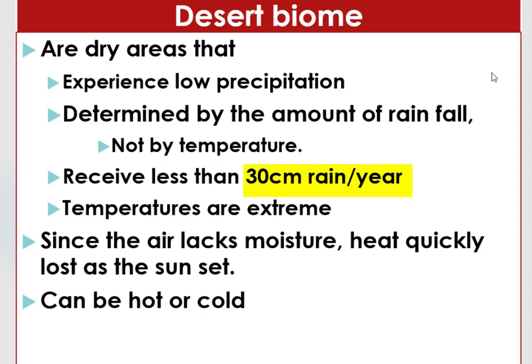The temperatures in this biome are extremely low and extremely high. Since the air in this biome lacks moisture, heat is quickly lost as the sun sets. A desert biome can be a hot or cold desert.